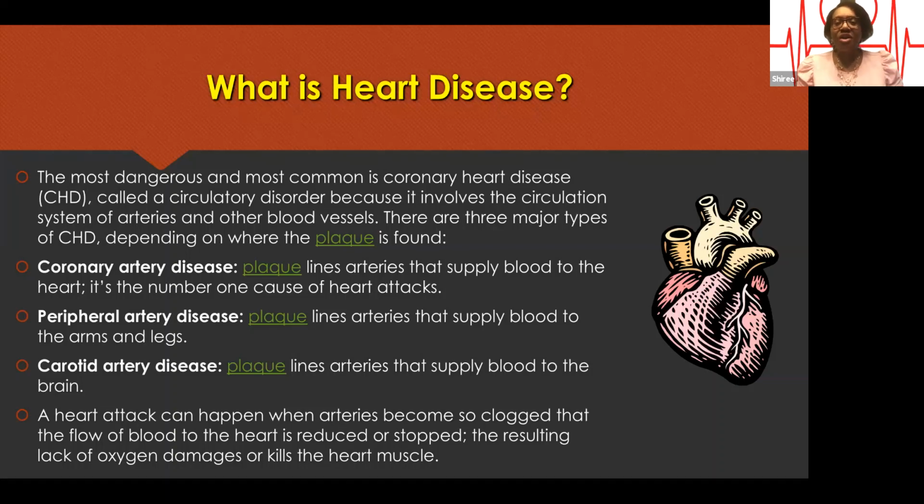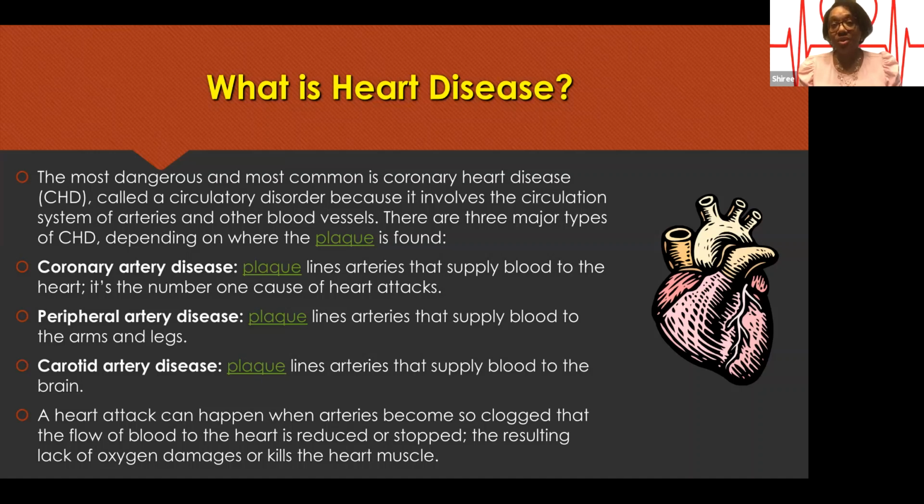We have 3 major types of coronary heart disease. We have coronary artery disease, and our arteries are the vessels that carry blood away from the heart. Plaque builds up within these arteries. Unfortunately, when too much plaque builds up and the arteries are closed off in your heart, that's what causes a heart attack. And unfortunately, during this time, part of the heart muscle dies as well.